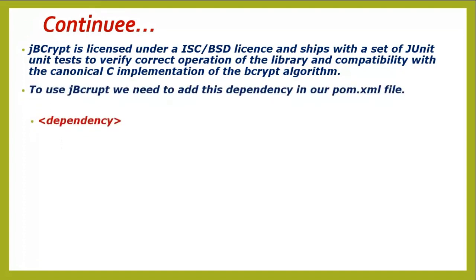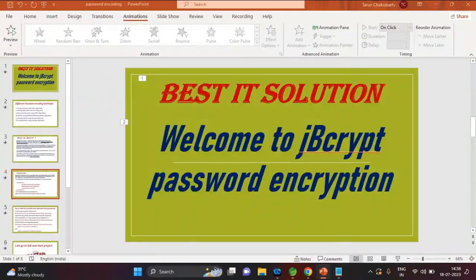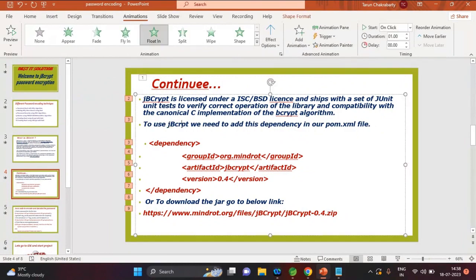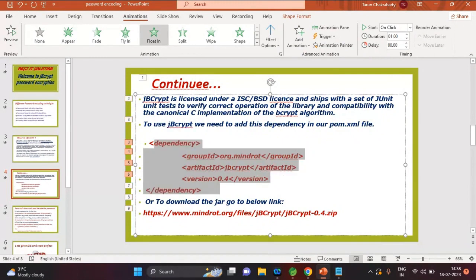If we want to use this jBcrypt library in our program, we need to add this library as a dependency in our pom.xml file. Sorry, a spelling mistake, jBcrypt. And if you want to download the jar file, you can go to this link.